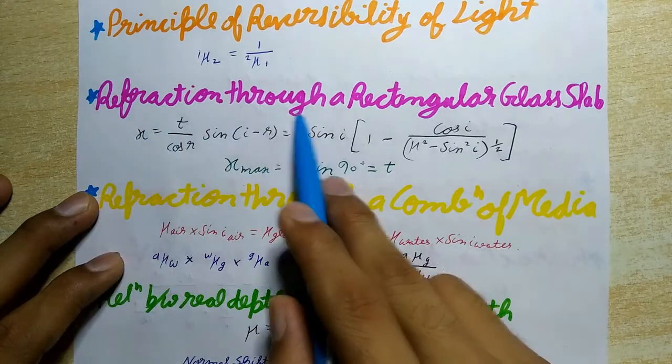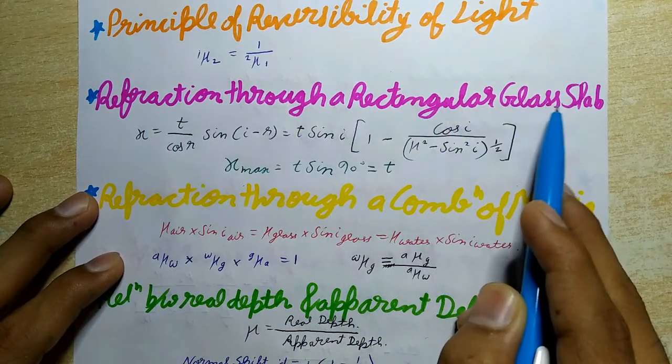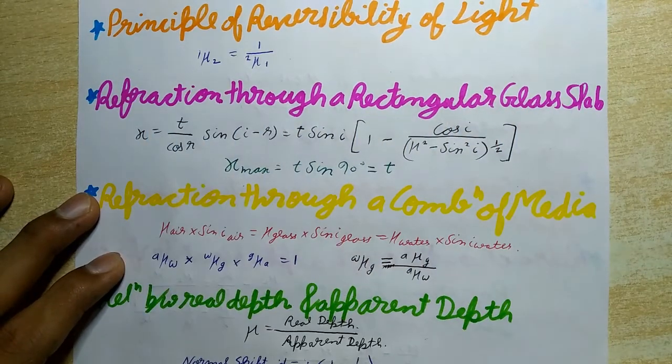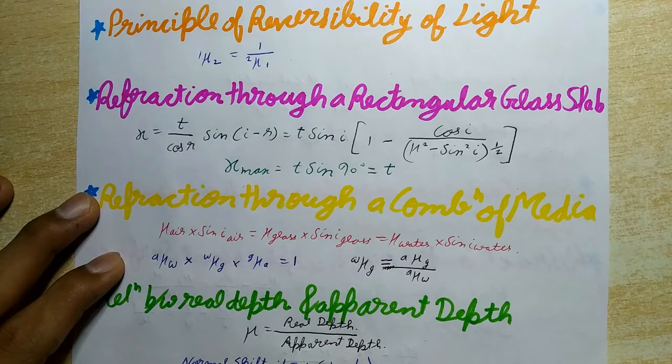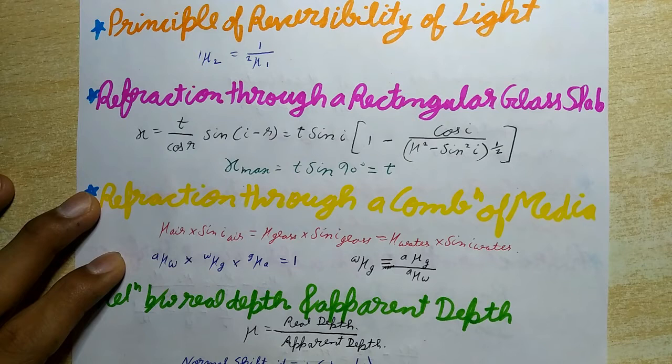Now next is refraction through a rectangular glass slab. A ray of light on refraction through a glass slab does not suffer any deviation. The incident and emergent rays are parallel, but the emergent ray is laterally displaced with respect to the incident ray.